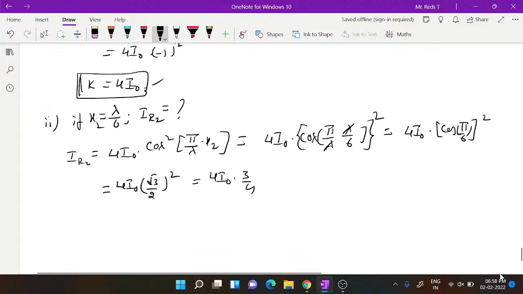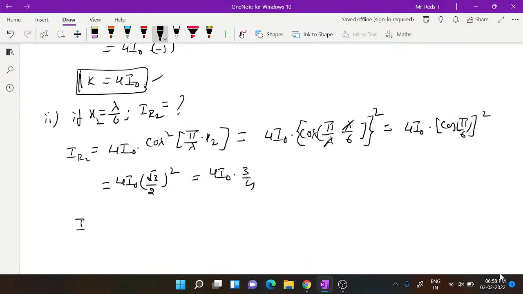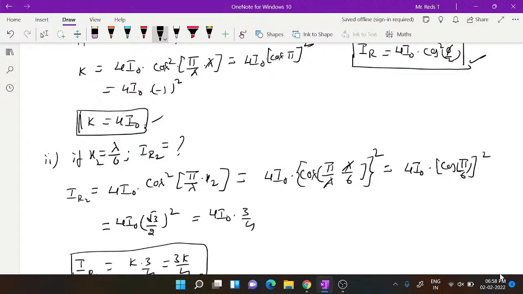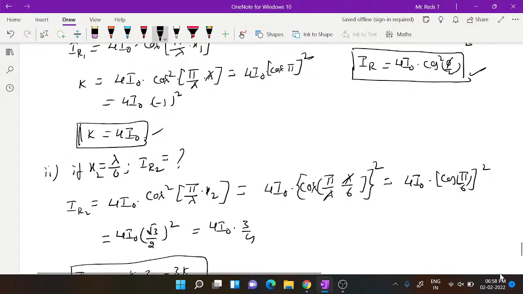But here in the options they have given the final result in terms of k. But we know 4I0 is k. So if you replace this, then you will get IR2 is equal to k into 3 by 4, or 3k by 4. This is how you will get. Or simply directly here itself, just for understanding, I am giving you everything step by step, so I may be taking more time. Once you understand this, you have to do it very quickly. The time management is also very important.